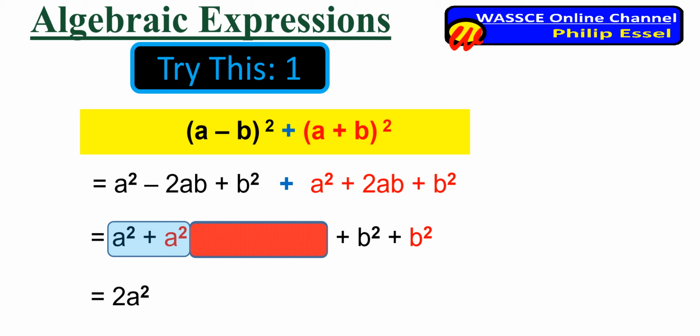Let's take our last set of like terms, and these are positive b squared plus another b squared. Two b squares being added together and all of them being positive would give us positive 2b squared. So let's write positive 2b squared. So our final answer to this example is 2a squared plus 2b squared. As simple as that.